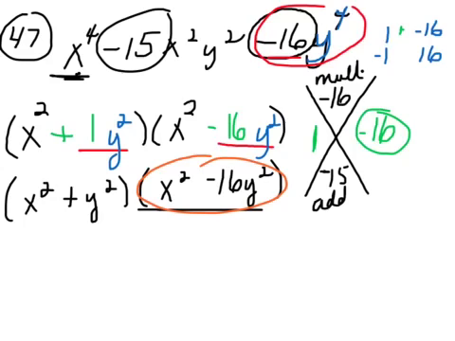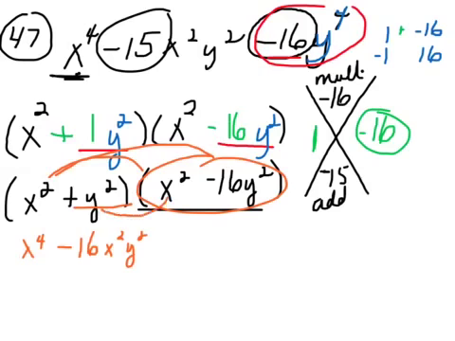But let's just check to see that what we have really is what we started with so far. X squared times x squared is x to the fourth. X squared times minus 16y squared is minus 16x squared y squared. Okay, now let's distribute y squared. Y squared times x squared is plus x squared y squared.